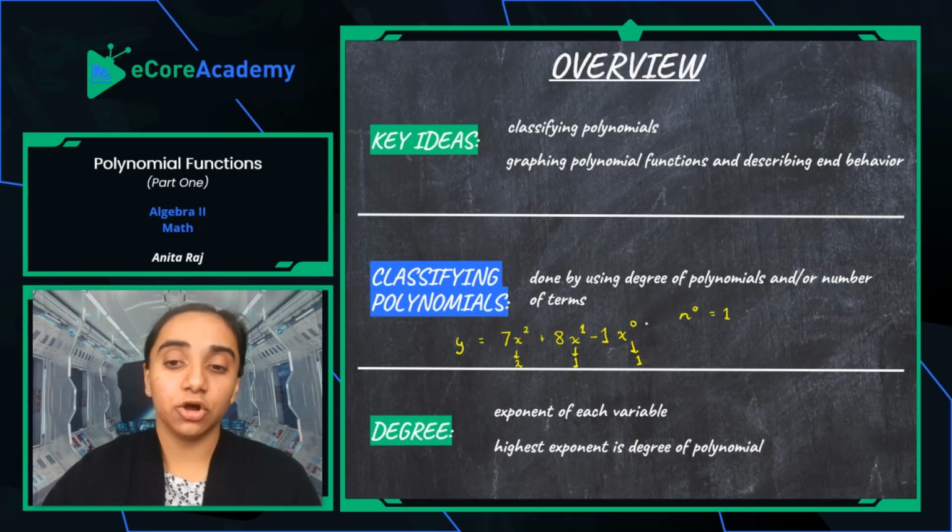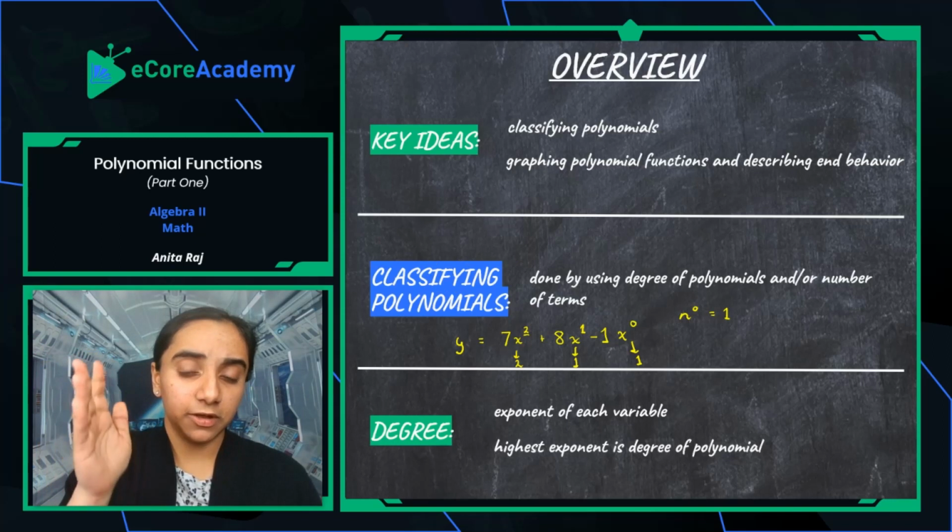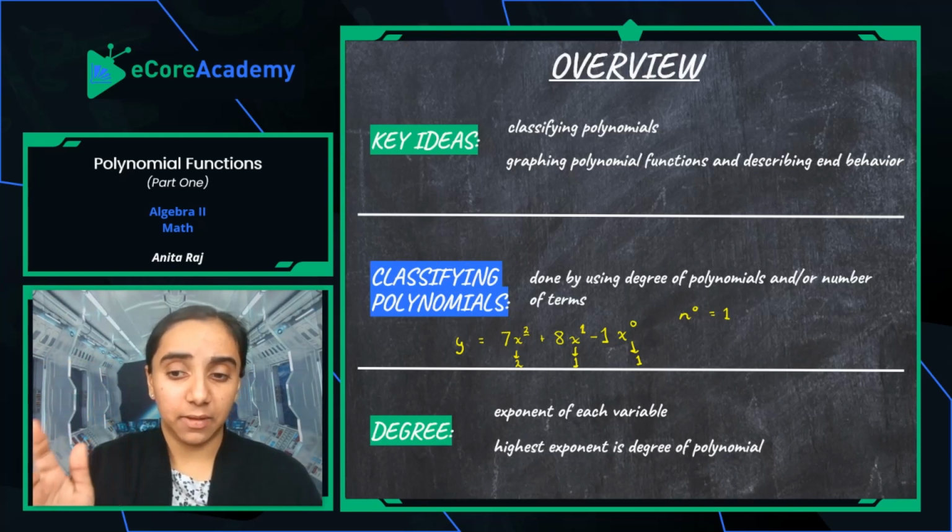Remember, this is called a polynomial here. In this case, it's a quadratic. The highest exponent is the degree of the polynomial. In this case, the term with the highest exponent is the 7x squared, because 2 is greater than 1, which is greater than 0. This is the highest exponent of the polynomial. So this polynomial is going to be like a second degree, so it's going to be a quadratic. We determine that by looking at the highest degree. So if we go back here, classifying polynomials, this is done by using the degree of the polynomial. So in this case, the degree of the polynomial is the highest exponent in that polynomial. In this case, it was the 2, so it's a quadratic.